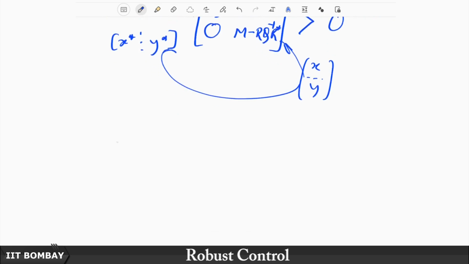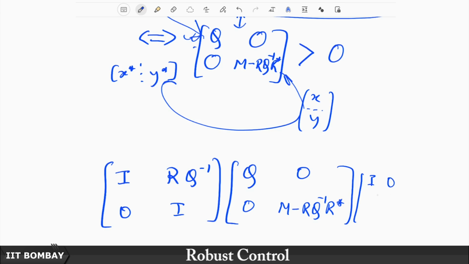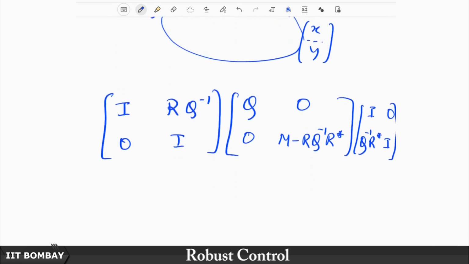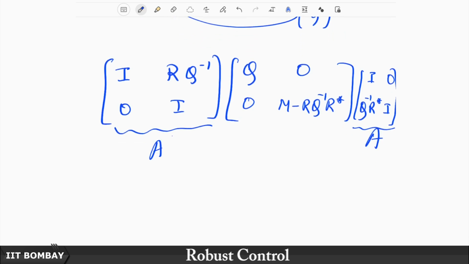So, consider I, R Q inverse, 0, I, times Q, 0, 0, M minus R Q inverse R Hermitian, times I, 0, Q inverse R Hermitian, I. Look at this. What is this matrix? What does this remind us of? Call this some A. Then this is basically a Hermitian, right?